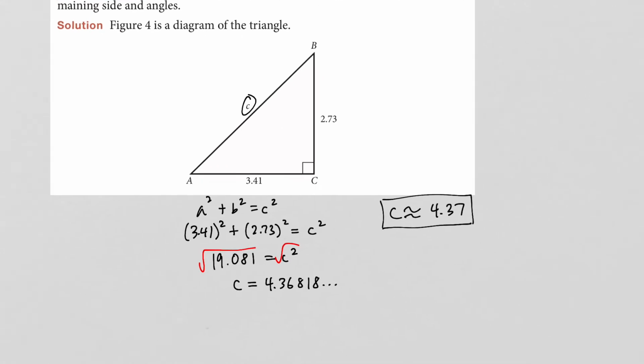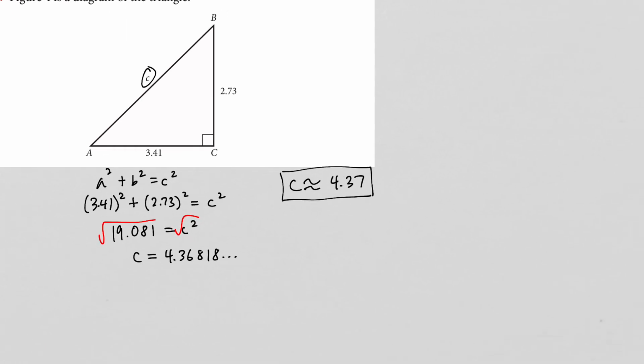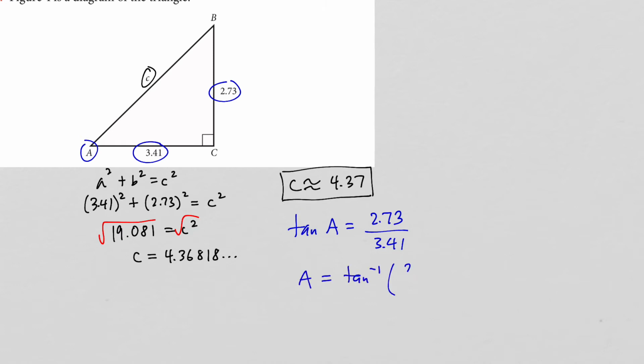Now let's find the angles. To find angle A, notice that for angle A, 2.73 is the opposite side and 3.41 is the adjacent side. So from there we have tangent of angle A is 2.73 divided by 3.41. Taking the inverse tangent of both sides of the equation gives us A is equal to the inverse tangent of 2.73 over 3.41. Let's plug that into a calculator, and once again, make sure that your calculator is in degree mode when you do this.